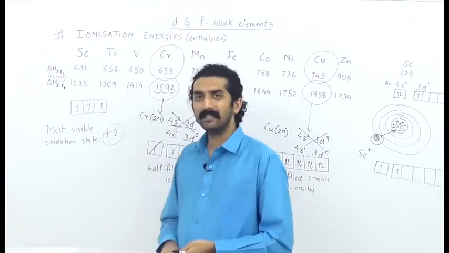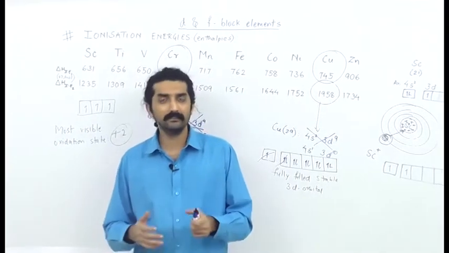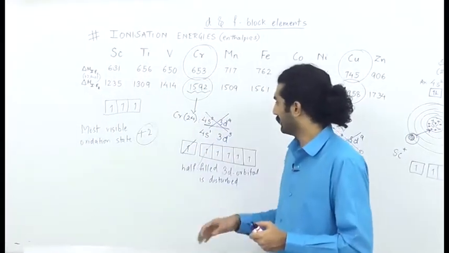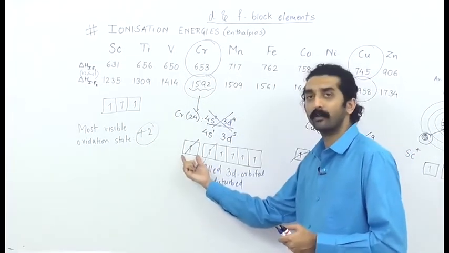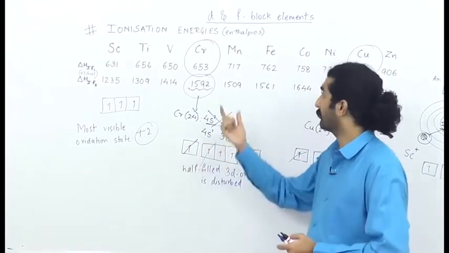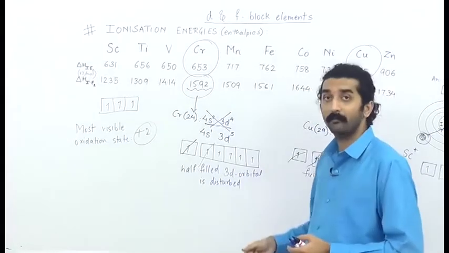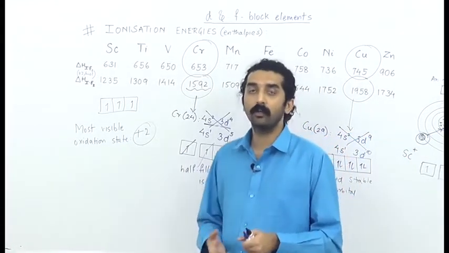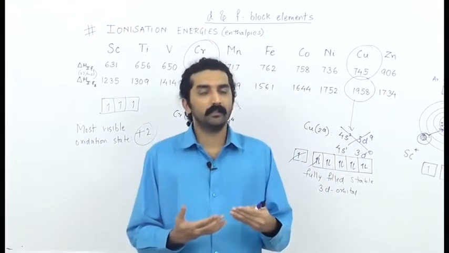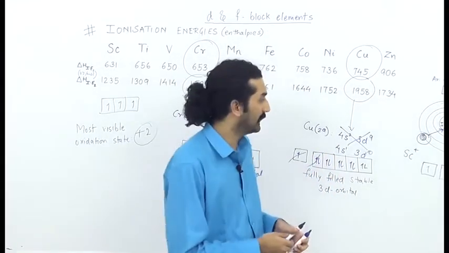Now why is that the case? The reason behind that is each and every one of these elements, apart from the exception of chromium and copper, ideally has 2 electrons in the 4s orbital. So whenever a chemical reaction happens, ideally 2 electrons are eliminated, right?